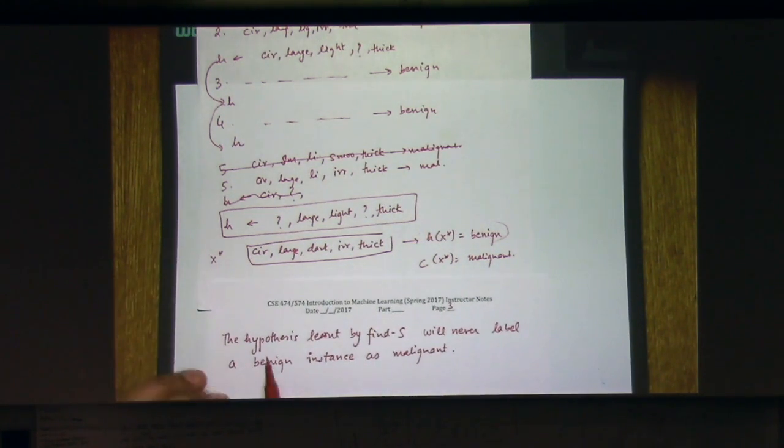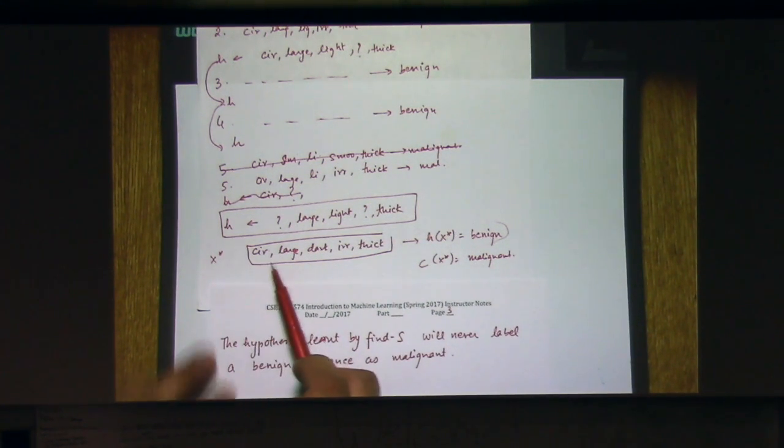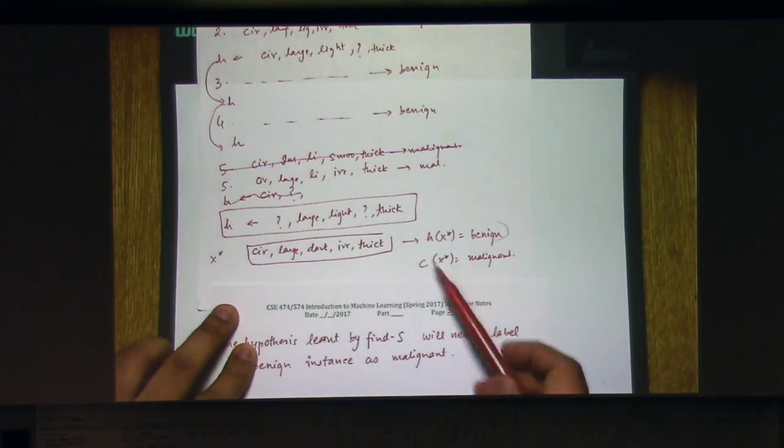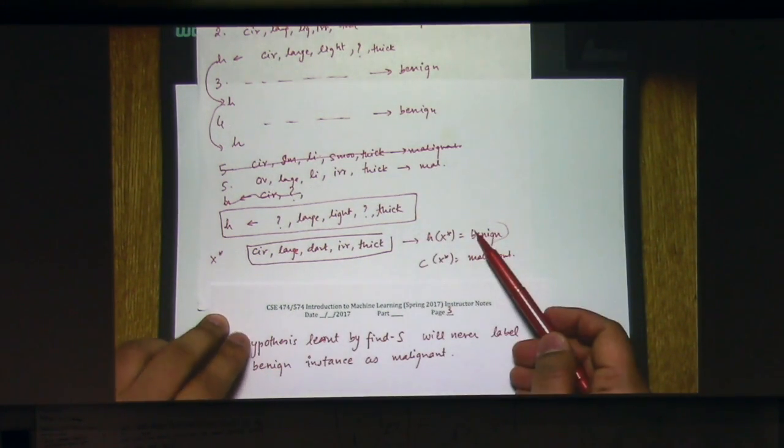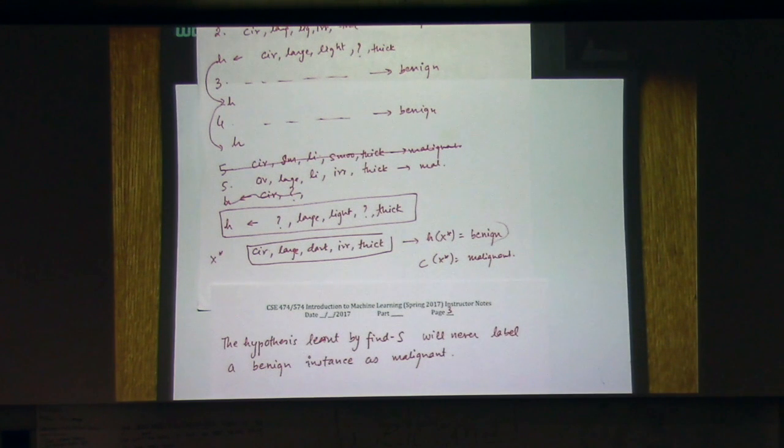So after it has done the training, if you get a new data object, we saw here that this object was actually malignant and our answer labeled it as benign. But the converse will never happen. If you give it a benign object, it will always call it benign. It will never call it malignant. That's just the property of this algorithm, and you can actually work it out.